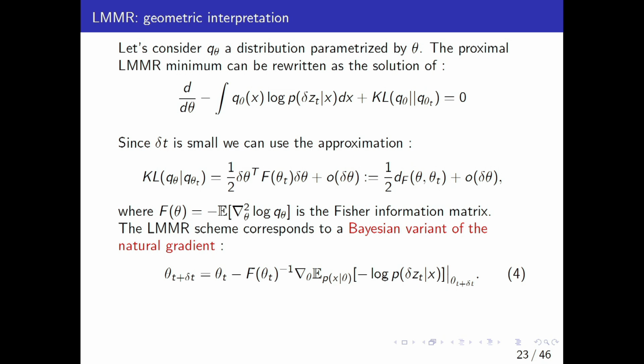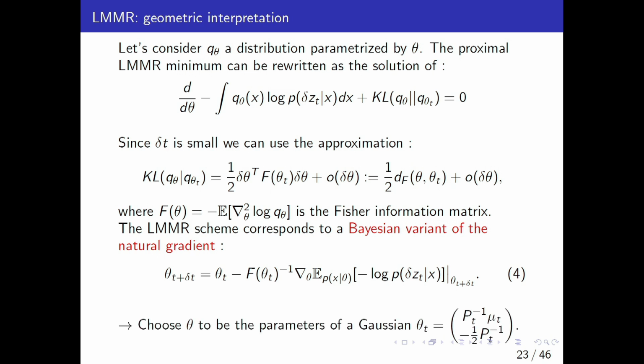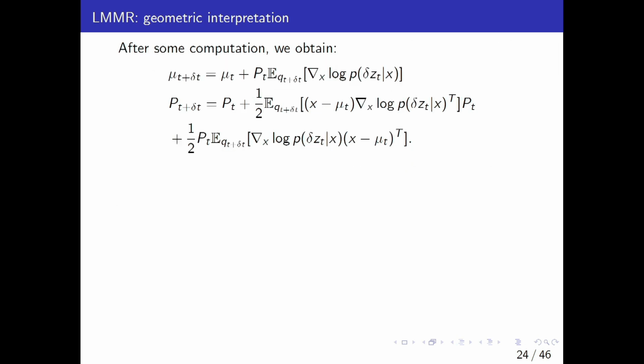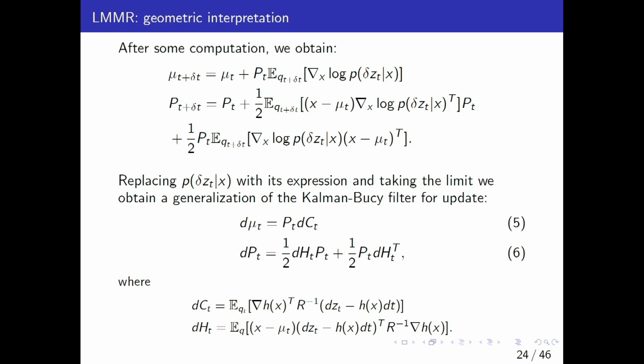you let the time step go to zero, and you obtain this equation, which looks like a natural gradient descent, but more of a Bayesian variant of the natural gradient descent, because here we have an expectation of the inverse Fisher on the parameter. So quite nice, we have a closed form solution. When we apply this to the Gaussian, where the natural parameters are given by this quantity, and let the time increment go to zero, we obtain, after rewriting, differential equations which correspond to the best Gaussian approximation of the Kushner optimal filter.